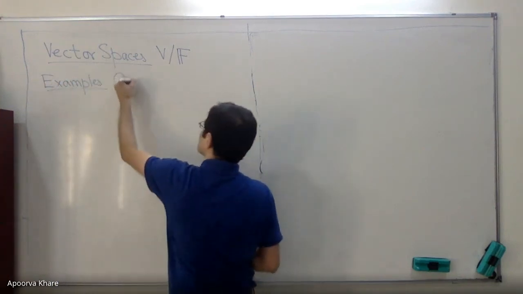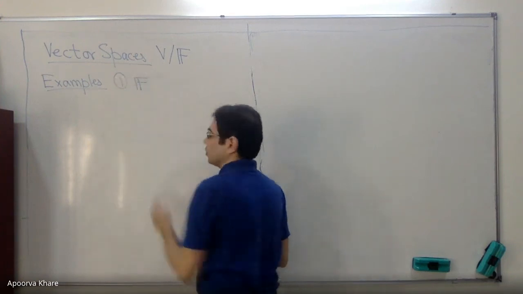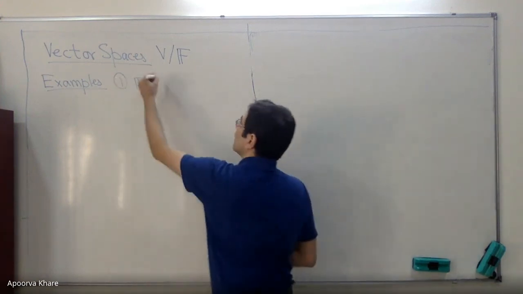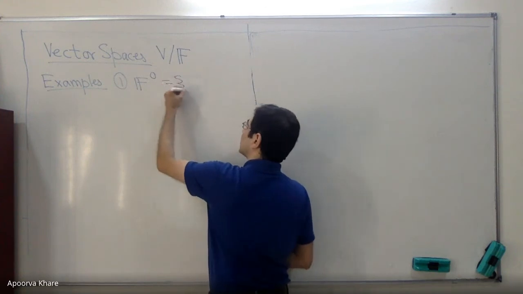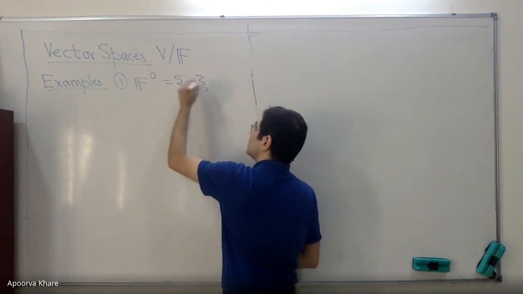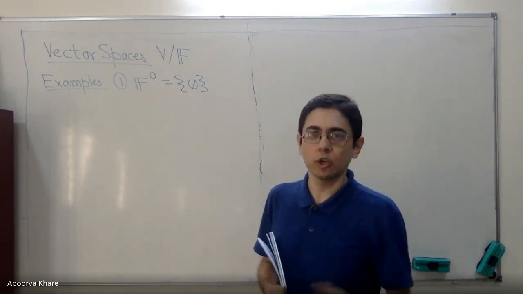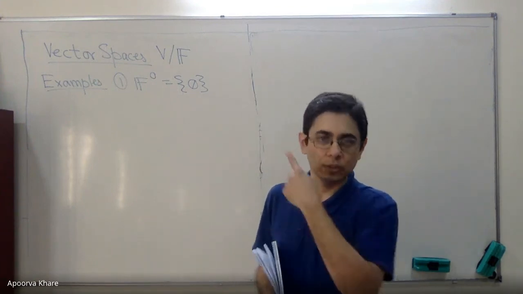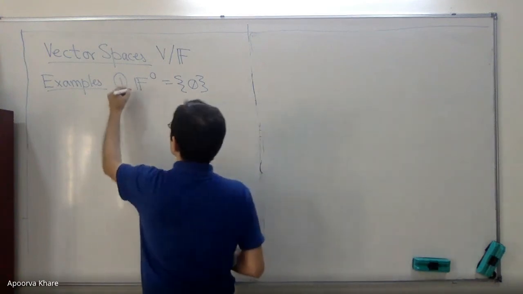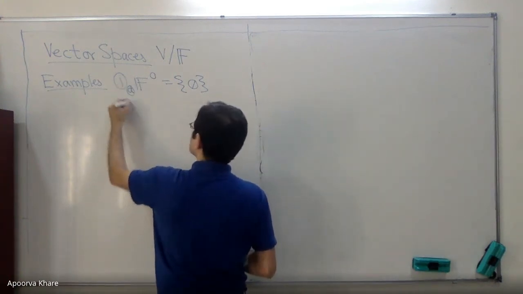So the first one is F to the 0, which is just defined to be the set of one element, which is formally 0. And 0 is like the origin in the vector space. 0 plus 0 is 0. Anything times 0 is 0. So more generally, let's call this 1A, and this 1B, F to the n.